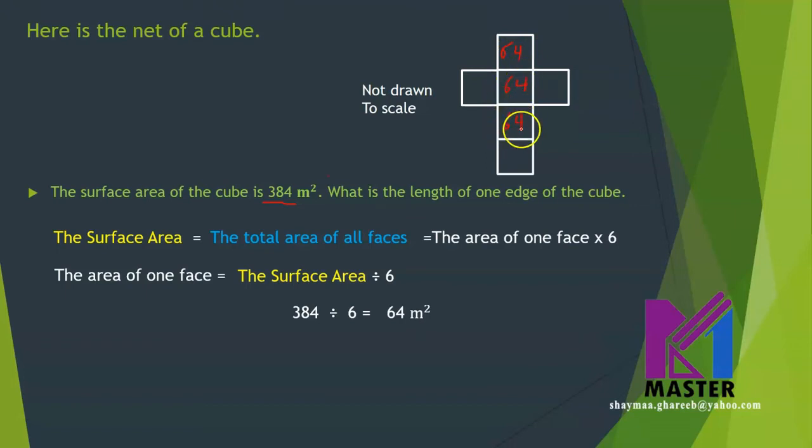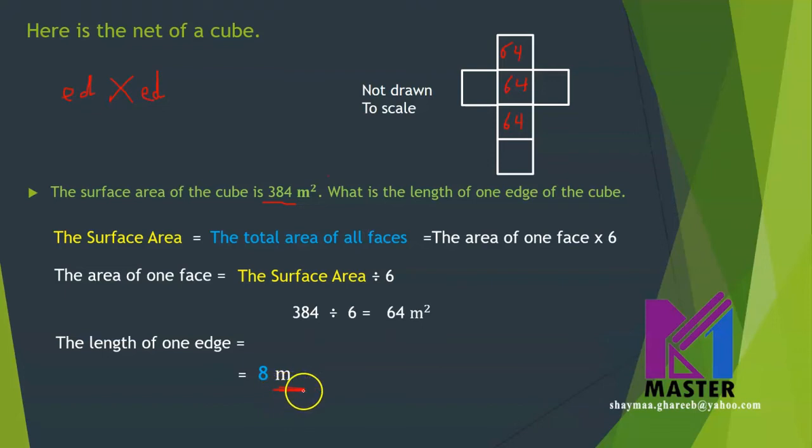Okay? What did we say about the area of the square? We said edge times itself, or the edge squared. So what is the number? When I multiply it by itself, it gives me 64. What times itself gives me 64? It's number 8. So the length of one edge equals 8 meters.